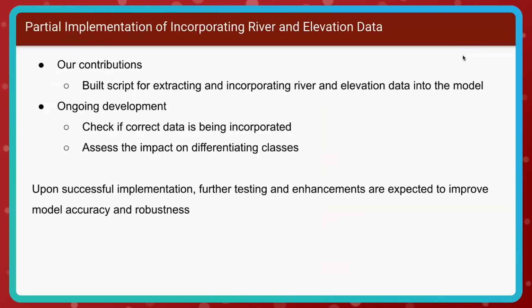In our latest update, we intend to add both river and elevation data to enhance our prediction accuracy. Currently, we have built scripts for extracting and incorporating river and elevation data into the model. We are still in our development phase, and we want to ensure the model performs reliably with the new datasets. Our next step will be to evaluate how this new data is being incorporated, and how it influences the model's ability to differentiate between classes. Finally, we plan to conduct testing to verify the improvements in the model's accuracy and robustness.